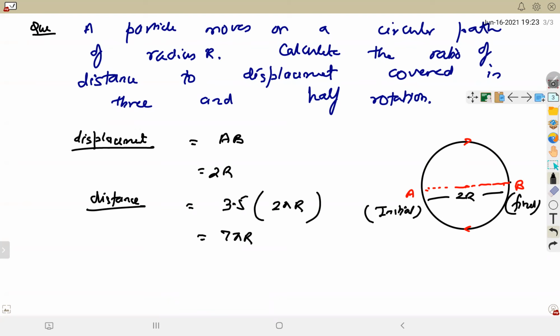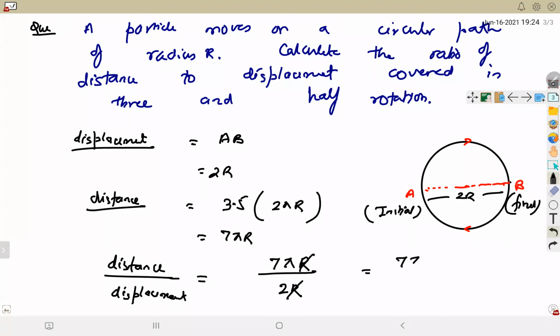Now, why I took this example, it's very easy, but it was asked in the exam and some of the students made it wrong because they didn't know the value of pi. Okay, what is the answer? Let's check how many of you get the answer. 7 pi r divided by 2r.